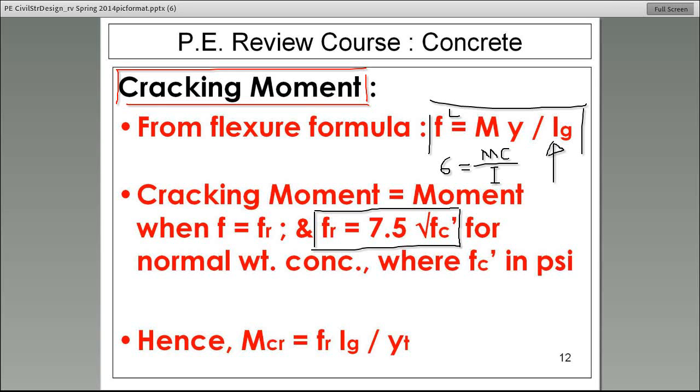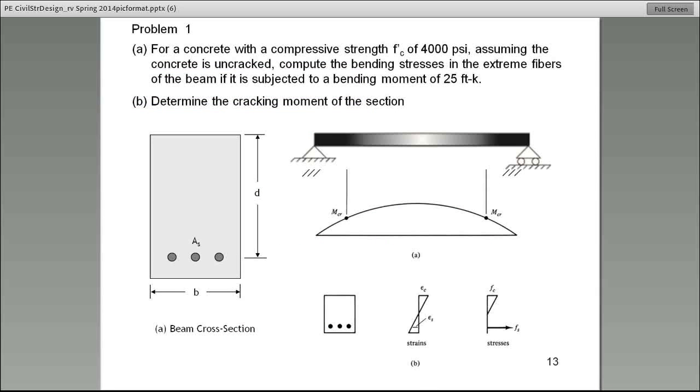Now, in order to calculate the cracking moment, the moment that causes the first crack, M cracking down here, we just rework that flexure equation. There it is. M cracking is equal to f_r I sub G, gross moment of inertia, divided by y sub t. Now, why do we say y sub t? t stands for tension. So y is the distance between the centroid of that cross-section to the side that's in tension, either top or bottom. Let's move on to the next slide. Now, I want everyone to get involved in calculating the answer to this problem. All right?